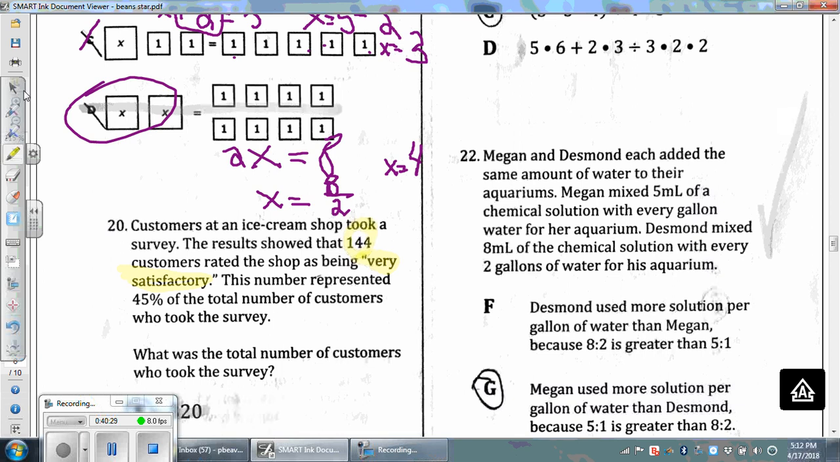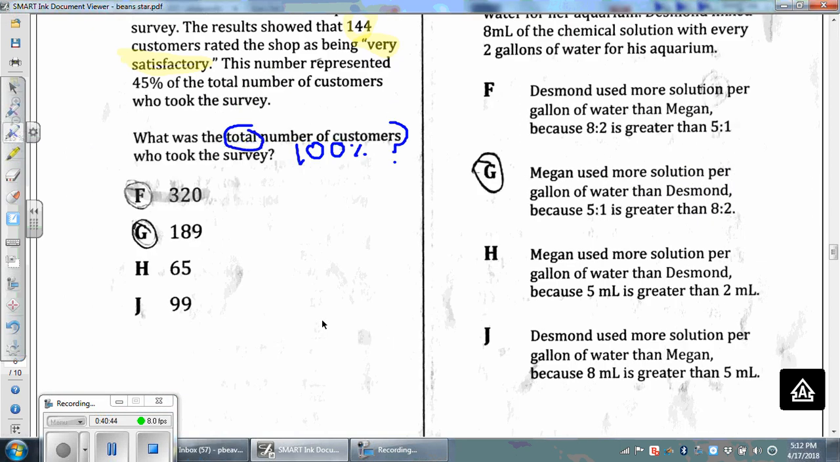So let's look at this question first and see that what they're asking is the total number. So they're asking for how many customers will represent 100%. That is the question. If we set up a proportion here, we could say that 144 customers is equal to 45% of the people who were surveyed. And so our question is to find how many will equal 100% of all the people who were surveyed.